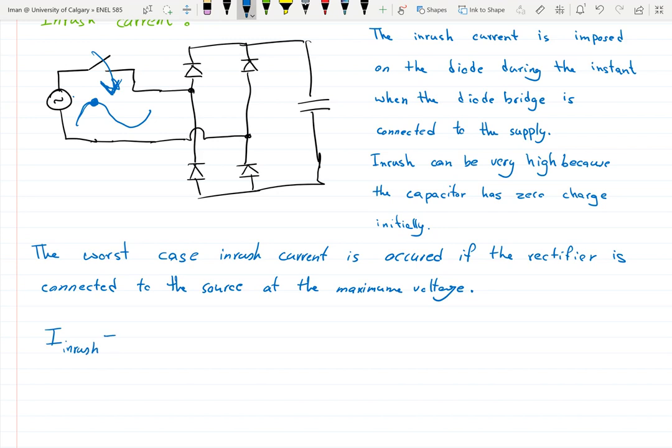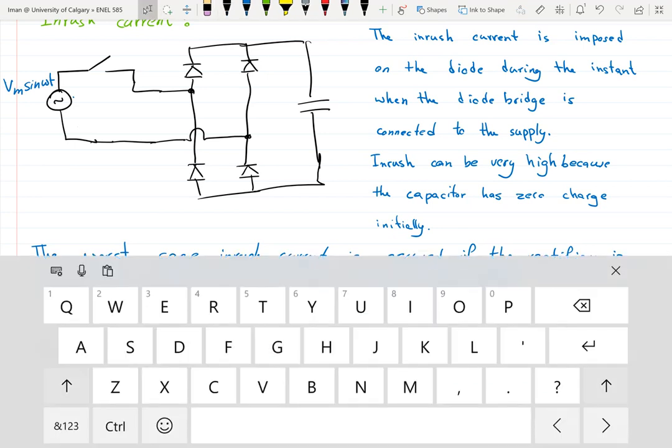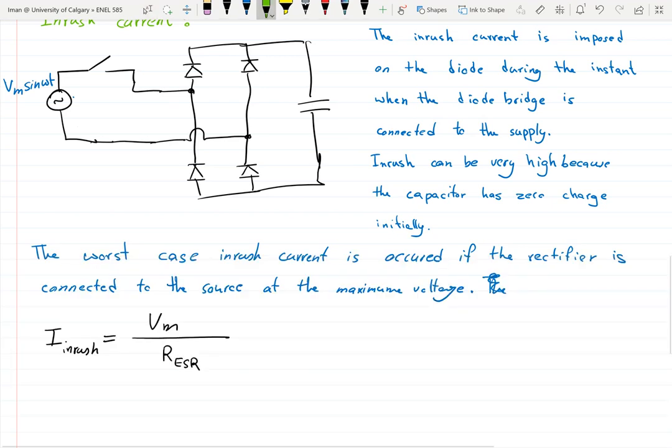So the I inrush at the worst case would be equal to Vm, which is the amplitude of this guy, Vm sine of omega t, divided by whatever R ESR, which is the equivalent series resistance of the capacitor that is there. Which is usually a very small value, so you would have a very high inrush current.